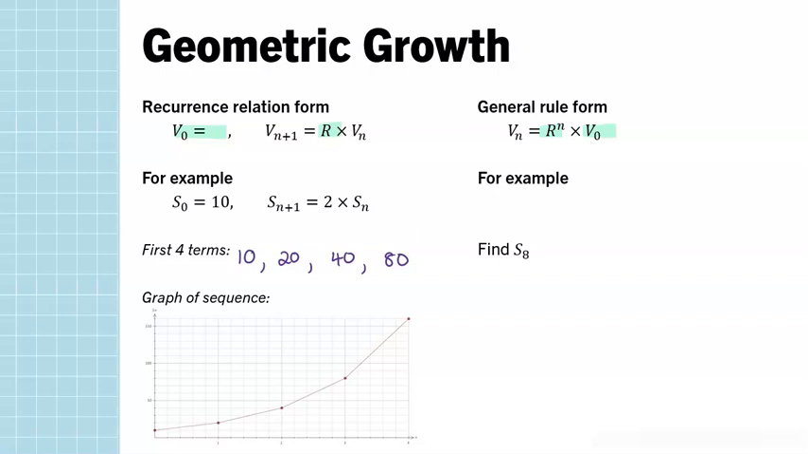We can see there the graph of a geometric sequence has that exponential form. So the terms get very large very quickly when we're experiencing growth.